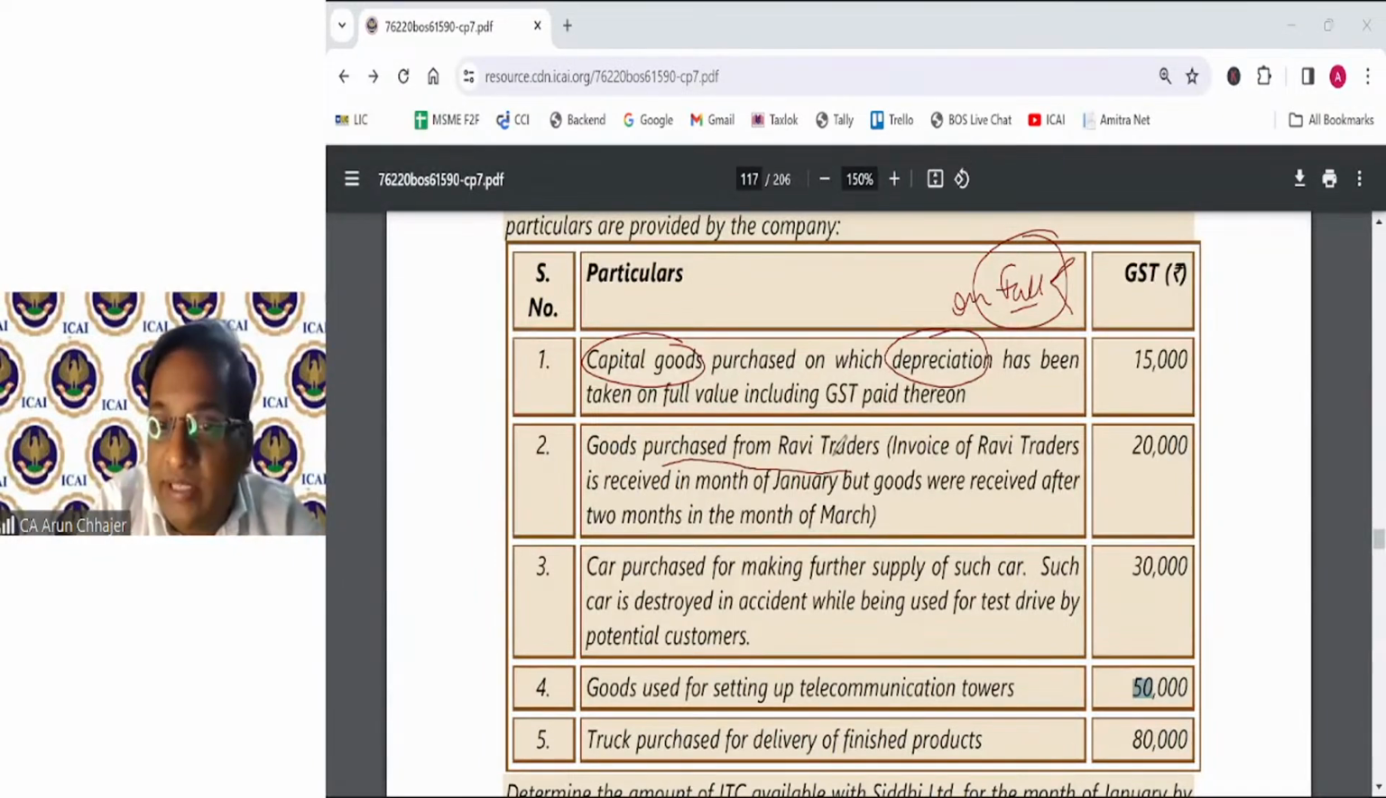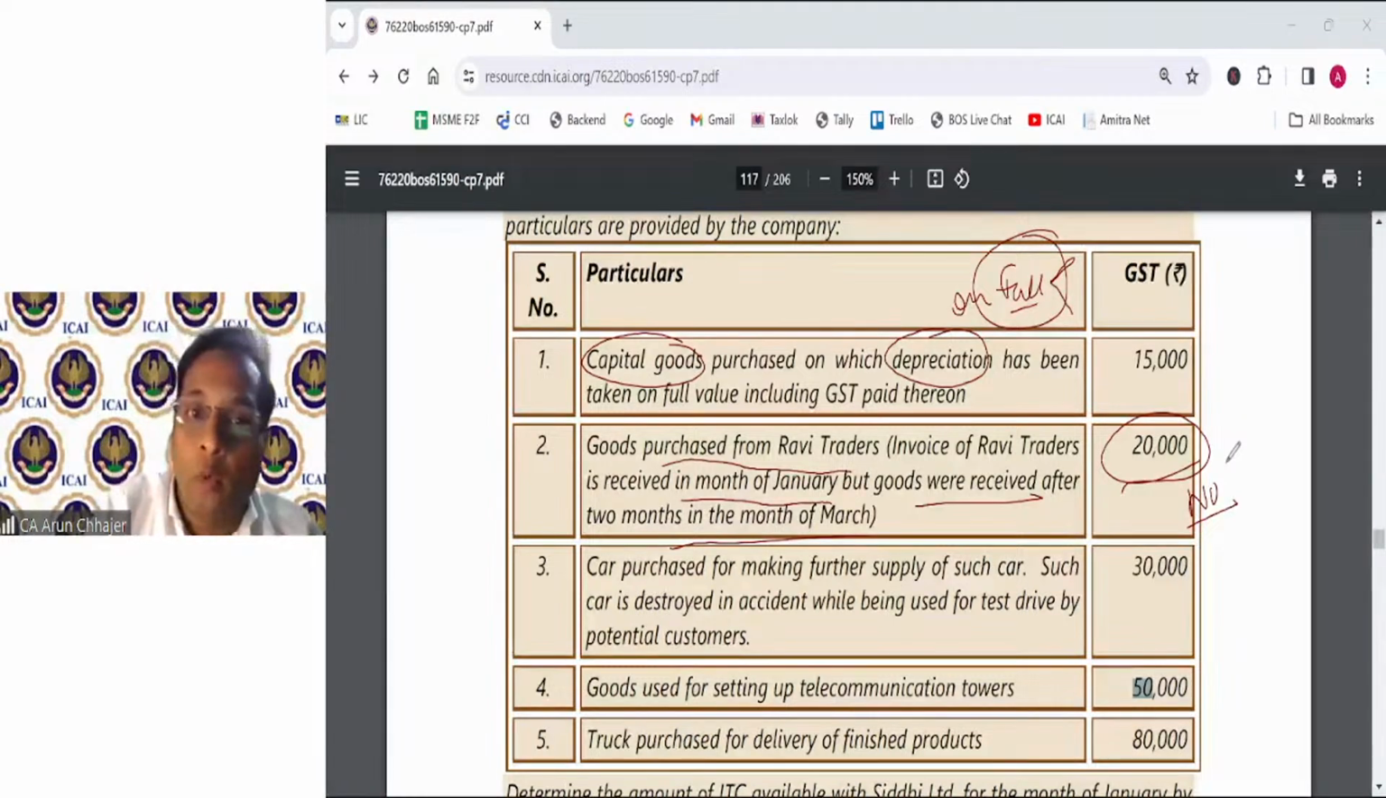Goods purchased from Ravi Trader. The invoice of Ravi Trader is received in the month of January, but the goods were received after 2 months, in the month of March. Can we take the ITC in the month of January? The answer would be no. Why no?